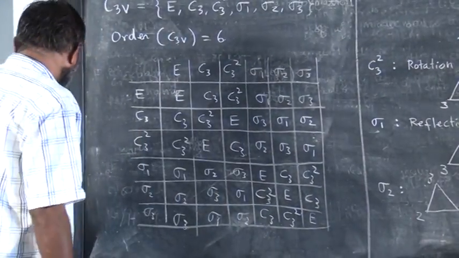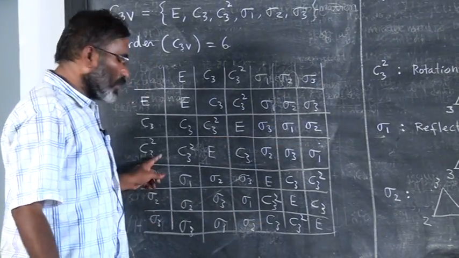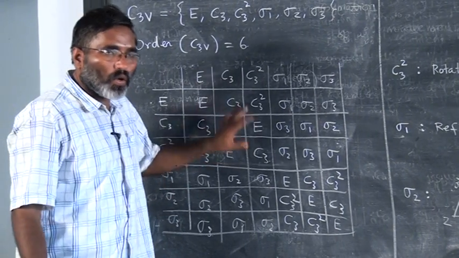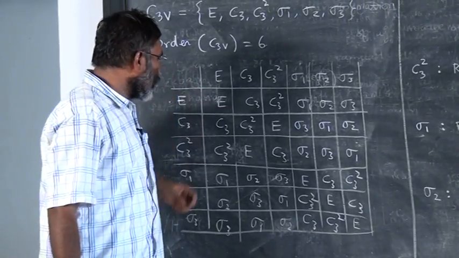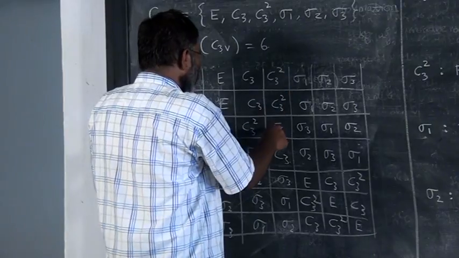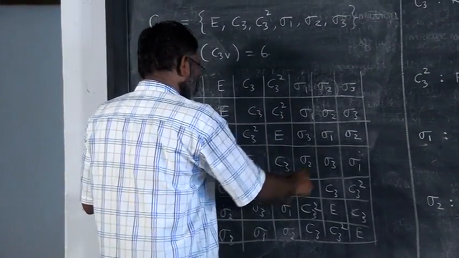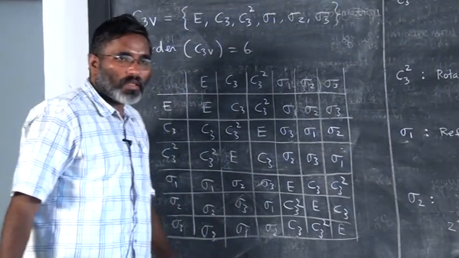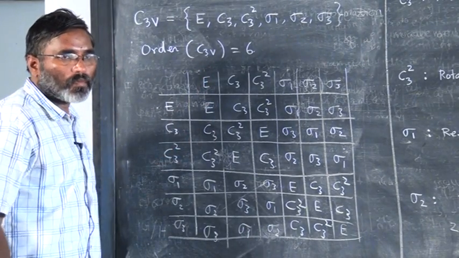So now, what do we understand from here? From the multiplication table, we know that it is a group because it is closed, and you can see that C3's inverse is C3², C3²'s inverse is C3, sigma 1's inverse is sigma 1, sigma 2's inverse is sigma 2. So everyone has an inverse and we have an identity. So it is a group.